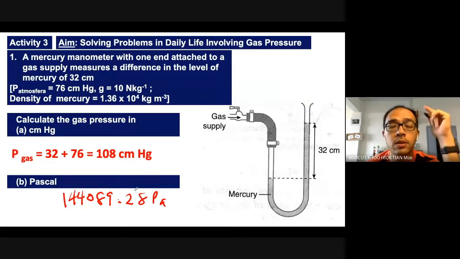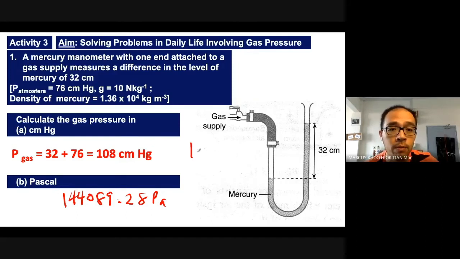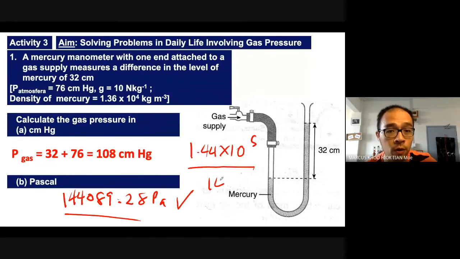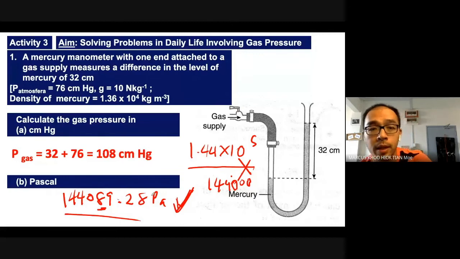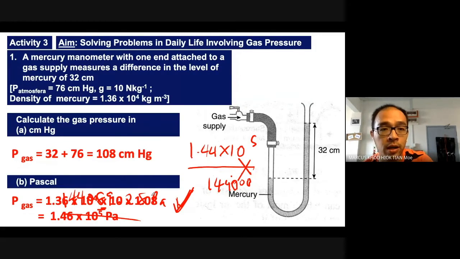Just one piece of advice. Whenever you calculate gas pressure and you get this very long number, 144089.28, this is purely from an exam point of view: don't round it. Don't do 1.44 times 10 to the power of 5. Avoid this. This is a better answer, more accurate. This one is a little bit too different from 144000. 144000 and 144089 is a very big difference. So try to give your answer in this form, better than this. I know this looks neater, but this is a better answer.